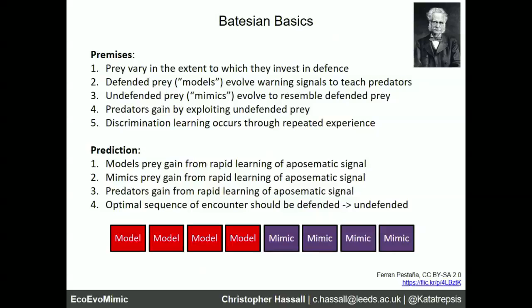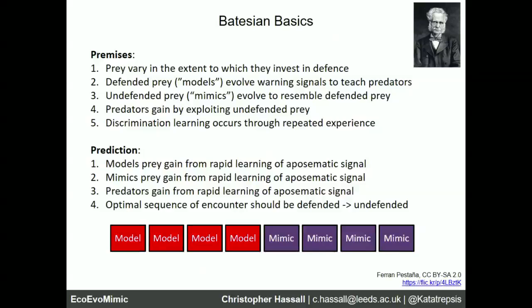Just because we haven't had any mimicry talks as far as I know yet, I'll give you a quick primer on Batesian mimicry, which is the sort of mimicry that I'm going to be talking about. There are a series of premises. Some people might disagree with the way that I phrased this, but this is the way that I'm going to phrase it. Basically, prey vary in their level of defense. Some prey are defended and others are not.